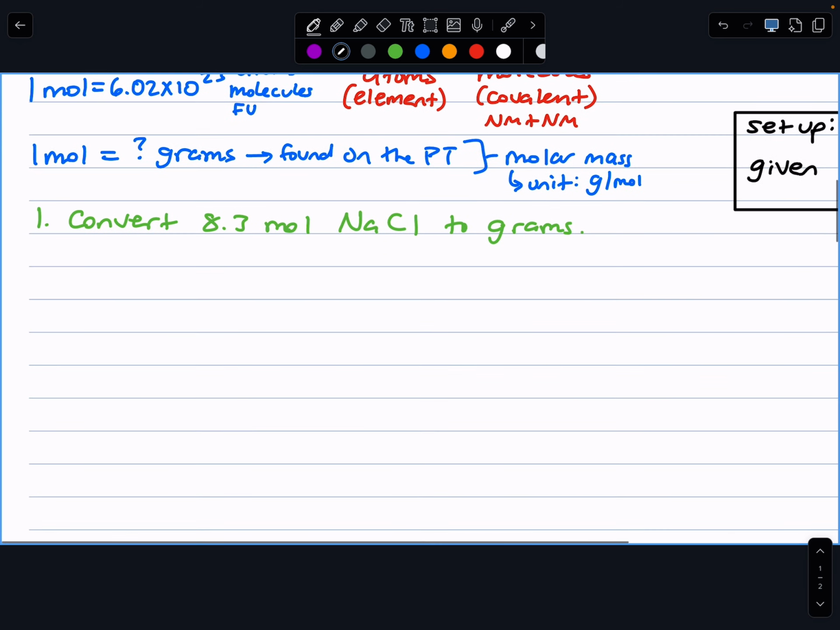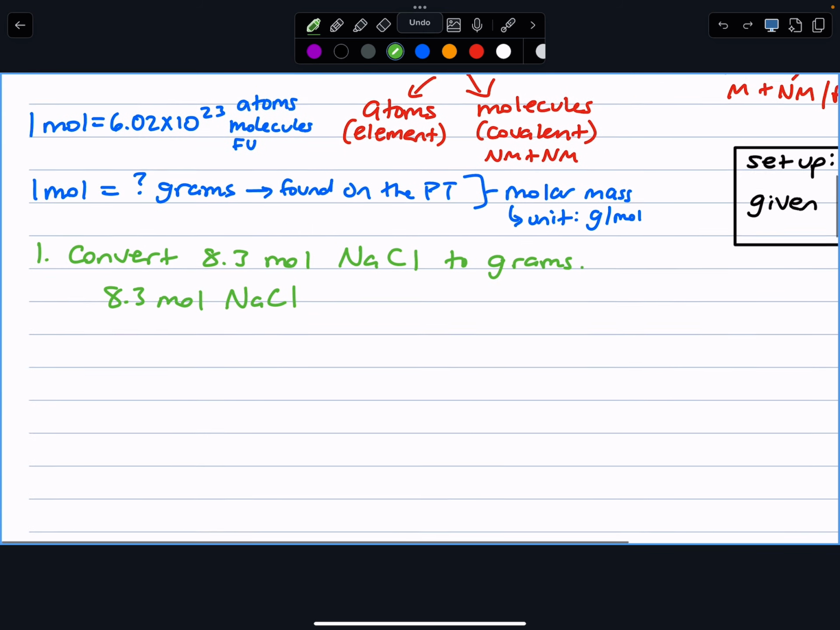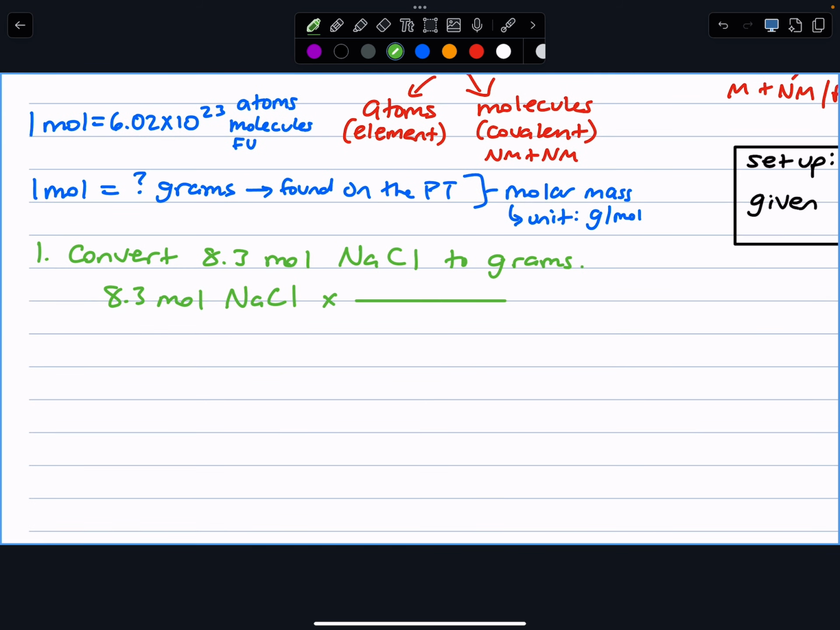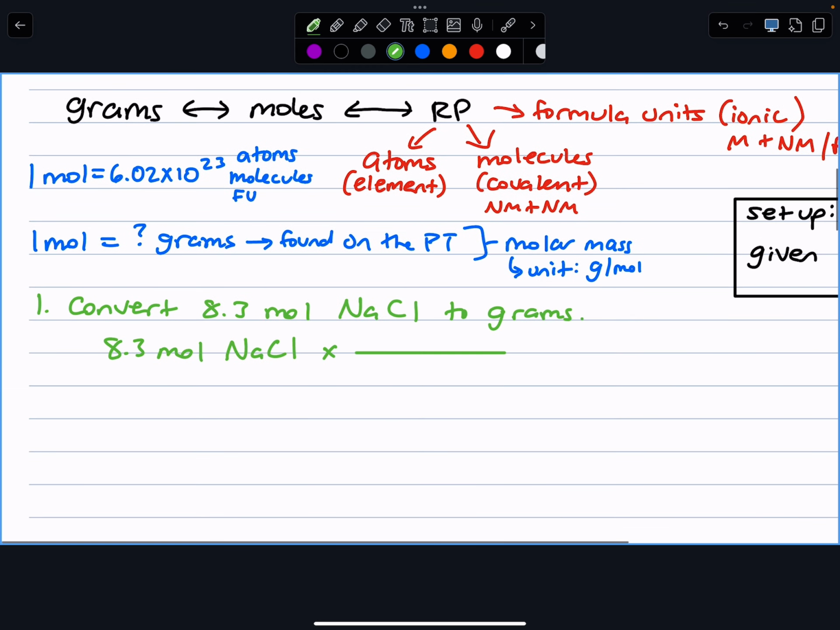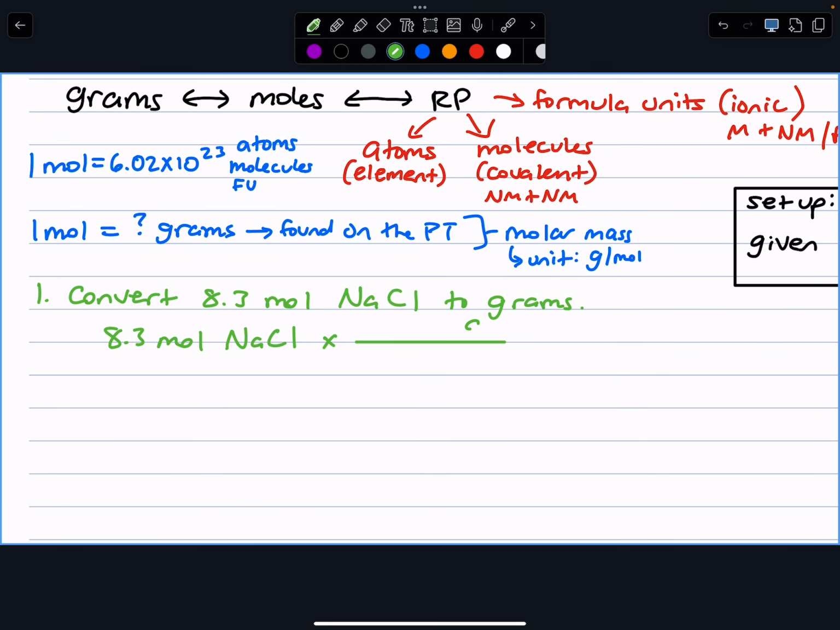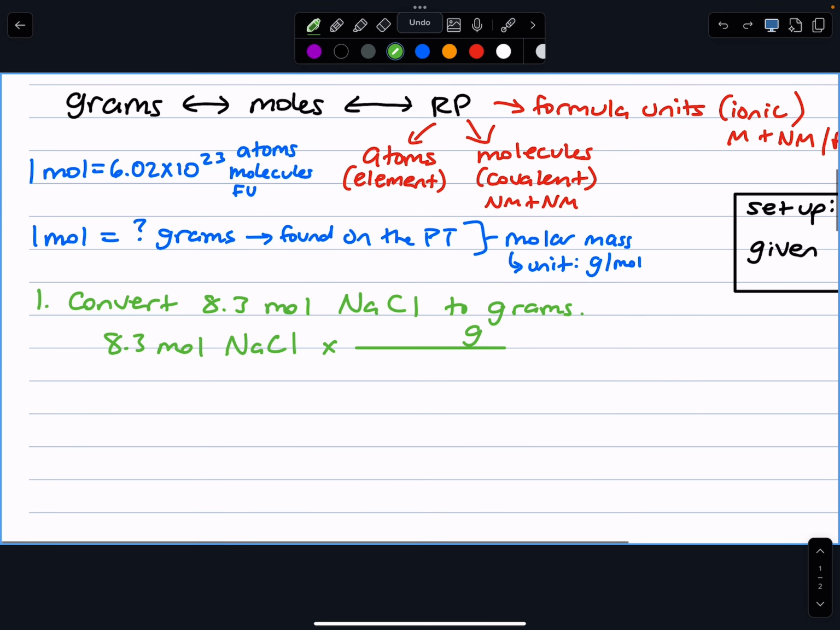What is my given in number 1? 8.3 moles of NaCl, sodium chloride. And I always multiply by a fraction. Perfect. Always. Okay? According to my setup, what goes on top? Good. What is the unit I want? What is the unit I'm given? Perfect. So that will go on the bottom, right? Okay, look. I have grams per what? What is that?